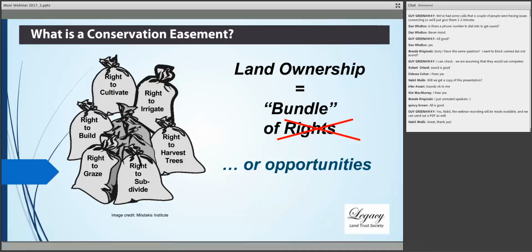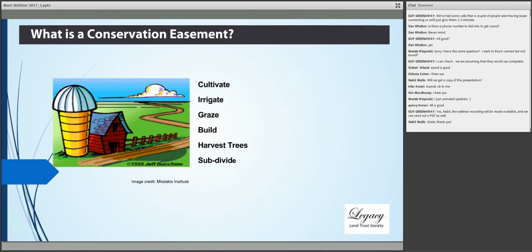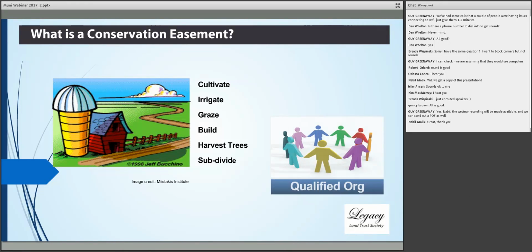So the right to irrigate, for instance, you would have to have a permit to water. The right to build, you would have to make an application to your municipality. So consider land ownership a bundle of opportunities. So these are the things that you can do as a landowner. And so here they are listed again.